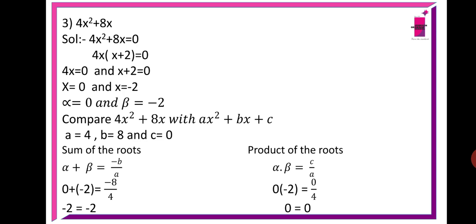We are going to compare 4x square plus 8x with ax square plus bx plus c. Here a is 4, b is 8 and c is 0. Then the sum of the roots is minus b by a, that is minus 8 by 4, which is minus 2. Verified on both sides. And the product of the roots is alpha into beta, that is c by a. 0 by 4 is 0, and alpha is 0, so in the product also you will get 0. So once again remember the relations: the sum alpha plus beta equals minus b by a and alpha beta equals c by a.